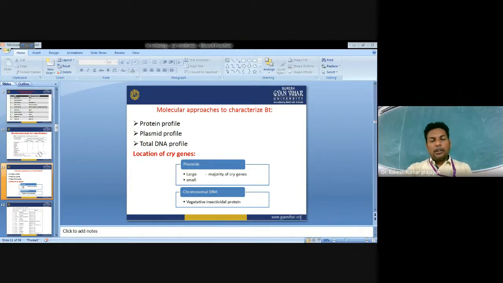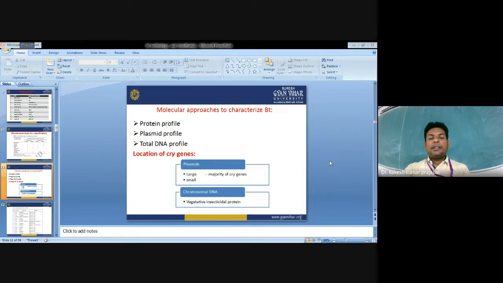Now, if we talk about the location of these proteins, Bacillus thuringiensis is a bacterium, and the bacterium has plasmids as well as chromosomal DNA. The plasmids may be large or small. Two types of plasmids are present in Bacillus thuringiensis: large plasmids and small plasmids. In the case of large plasmids, the majority of the cry genes are present on the large plasmid, while the smaller plasmids do not contain much.